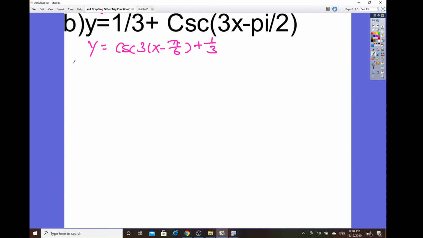So what we got here: a is the absolute value of 1, which is 1, and then b is 3. And then the period is 2 pi over 3. And then h is pi over 6. And then for k, it's 1/3. And now let's see what else we have. The 1 cycle test.